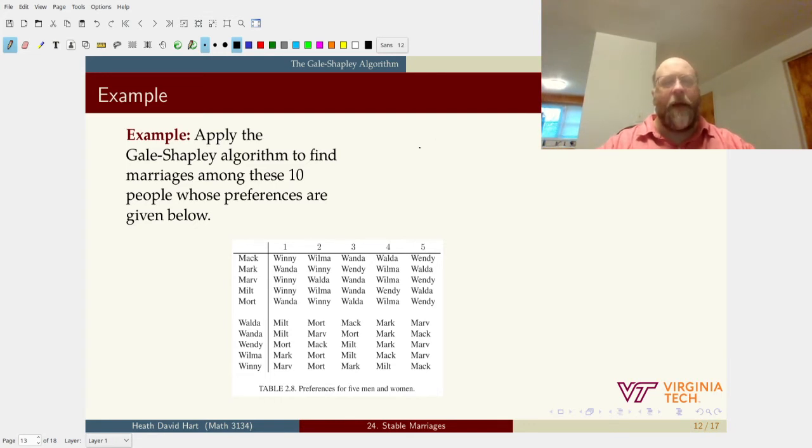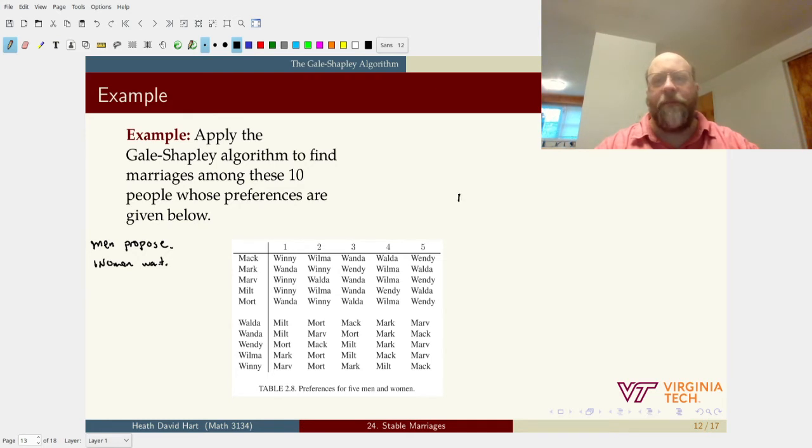So here's an idea. We're going to apply the Gale-Shapley algorithm to find marriages among these 10 people, and here are their preferences. And what we're going to do first is let the men be the proposers. This is probably what they were thinking at the time. So the men propose, and the women just wait. All right. And so let's look at what happens.